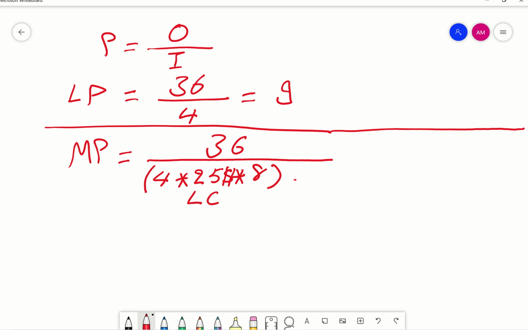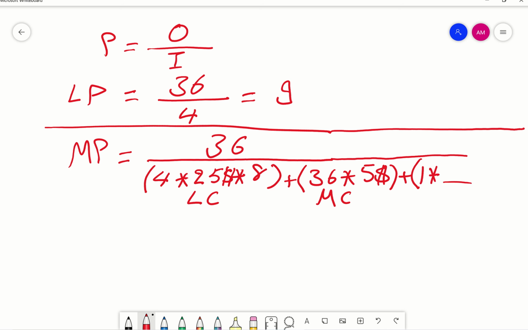This is labor costs. Plus, what else? What other cost do I have as input? I have material costs. As per the question, every customer costs me $5. Plus, this is labor material costs. Material cost plus overhead costs, which is one time labor cost, because as per the question, if you do it, it's 180.